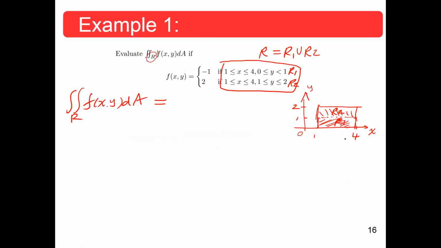So if I want to do the double integral over this region R, can I use the additive property to split this? They add up to be R, right? So I can use the additive property. I can say this will be the double integral over R1 plus the double integral over R2.